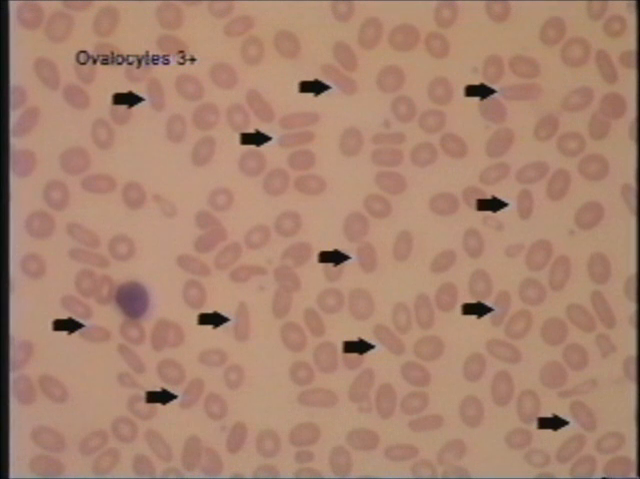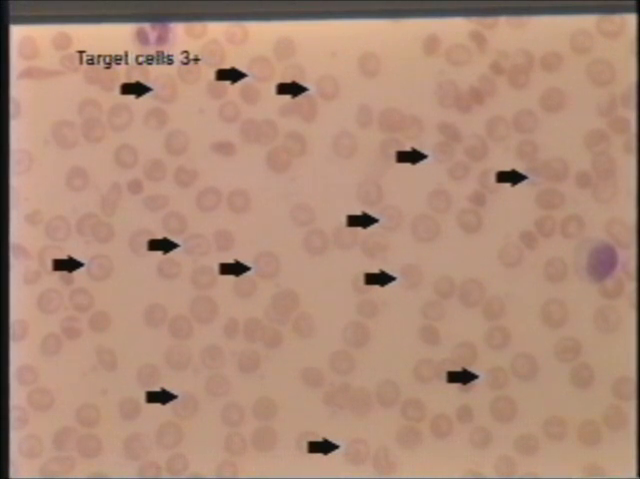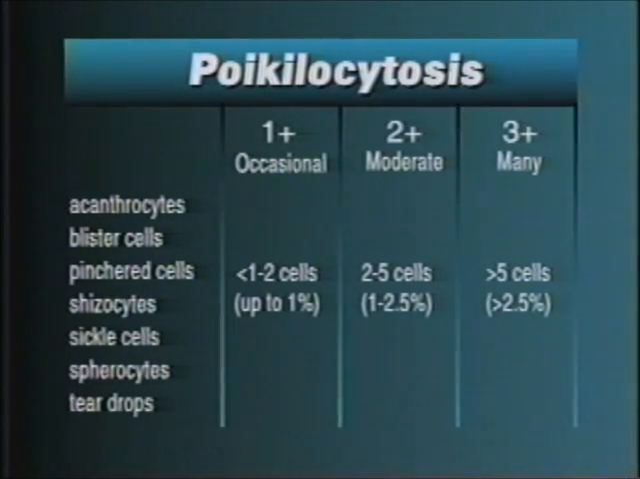The only important thing you have to worry about when you start to call ovalocytes is that they are going in many different directions, and they're not an artifact from a heavy hand making the slide. On this photomicrograph, you can see many target cells. And again, there are so many in this field that it's simple to evaluate because it's more than half, which becomes 3+. The types of poik that are significant in low numbers are schizocytes, sickle cells, spherocytes, teardrops, pincered cells, and blister cells.